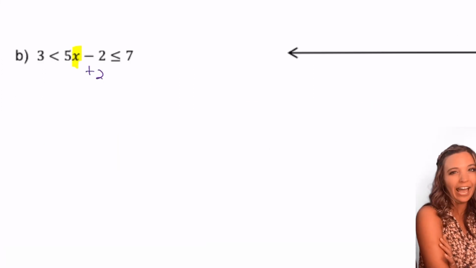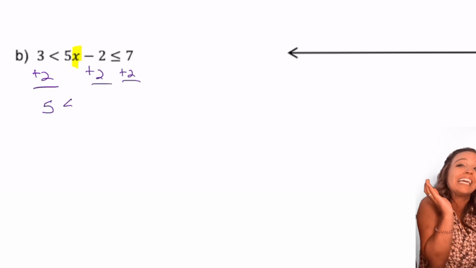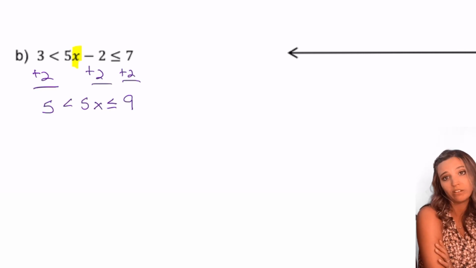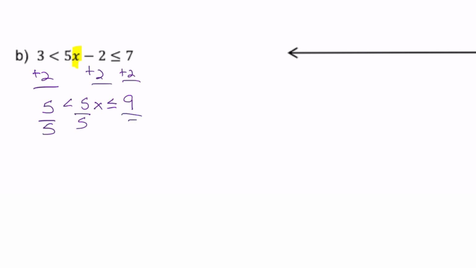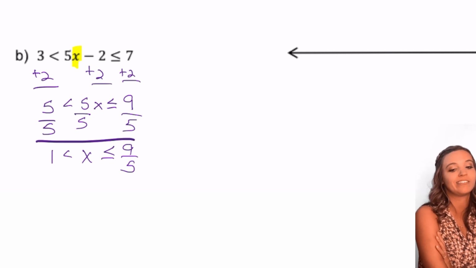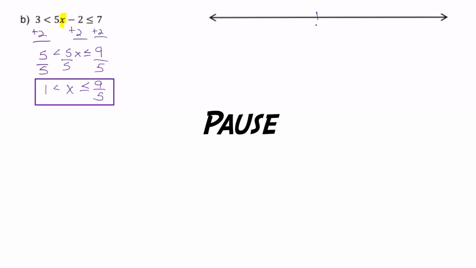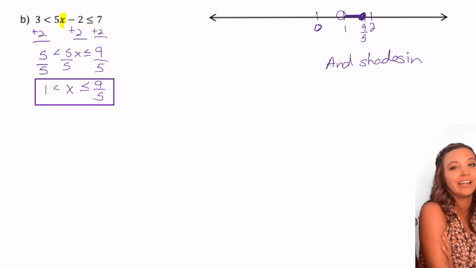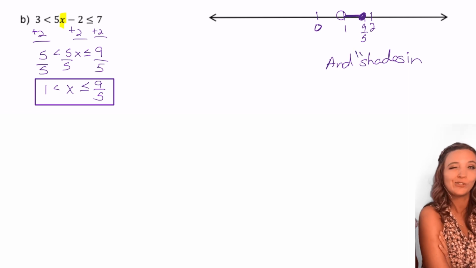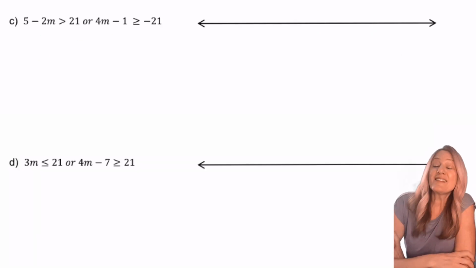I'm solving for x, so as I undo and add the 2, I have to add it to each section of my linked inequality. One is less than x is less than or equal to 9/5. See if you can plot that on your number line. Check your solution. Remember, and shades in, so they're always gonna look kind of like those little dumbbells on the graphs. Now we see an or statement.